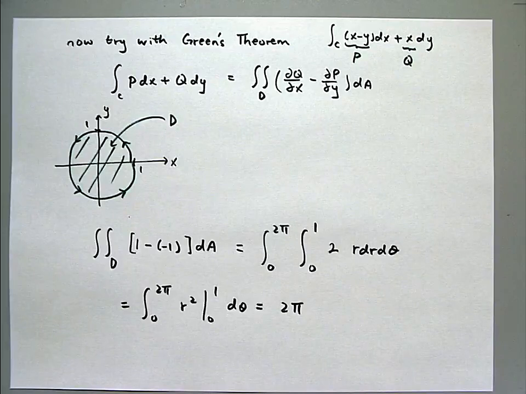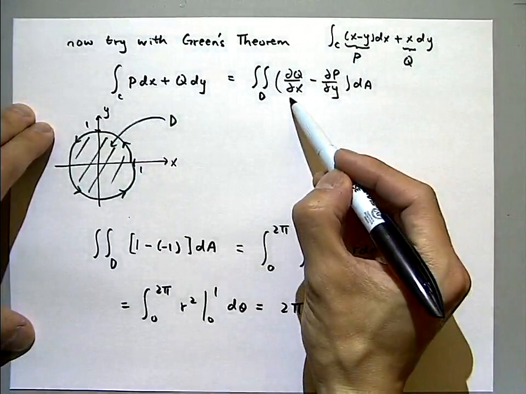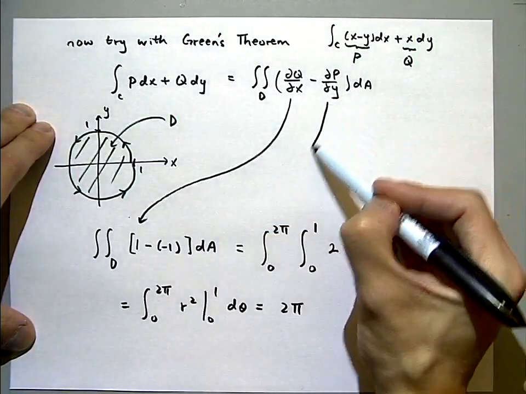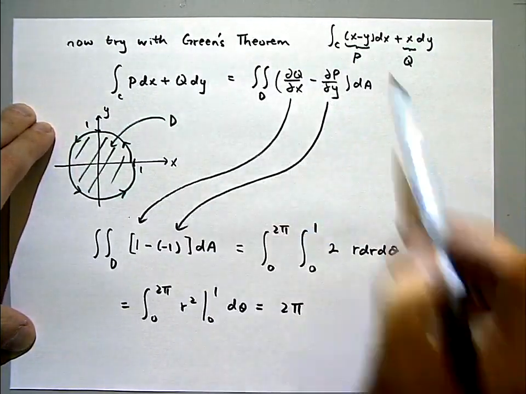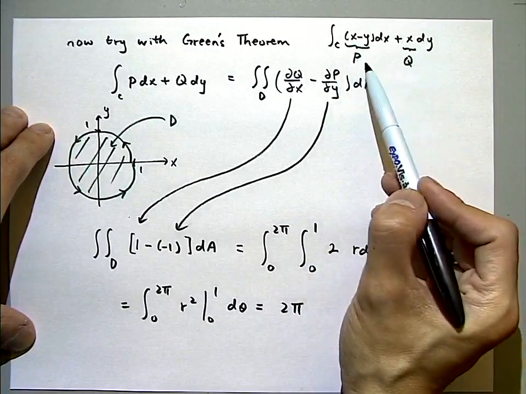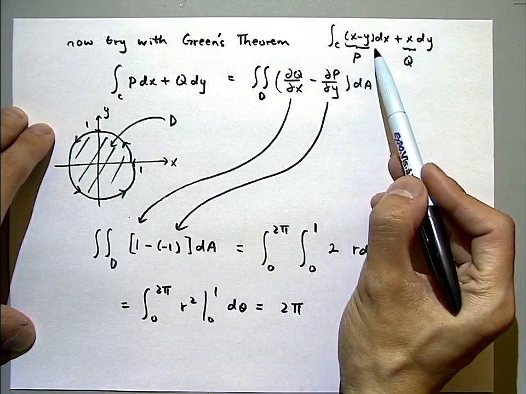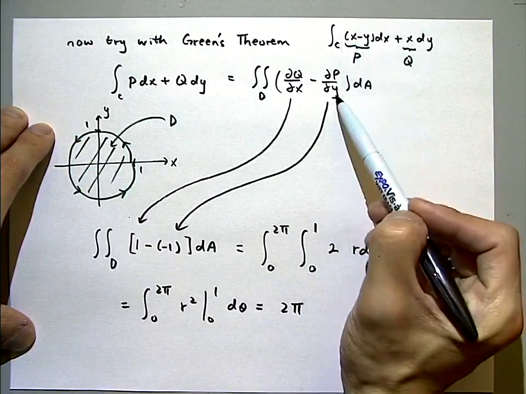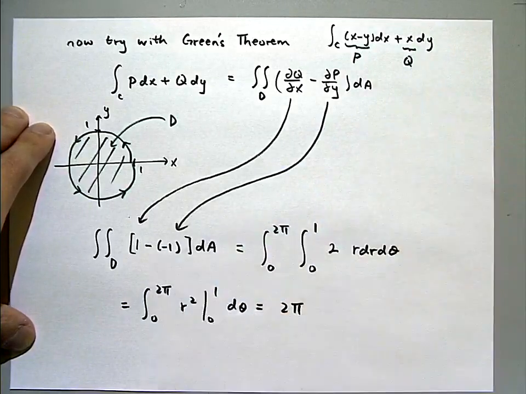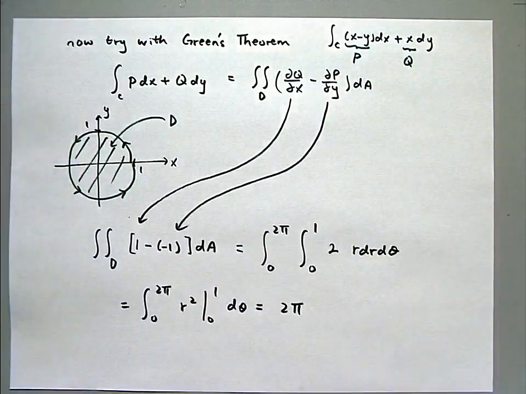Questions on this example? Yeah. All right. This is partial q partial x right here. And this minus 1 is partial p partial y. So for the integral we were trying to do, p dx plus q dy, p is equal to x minus y. So the partial derivative of that with respect to y is a minus 1, right? And then partial of q with respect to x is a 1. Good. Other questions?